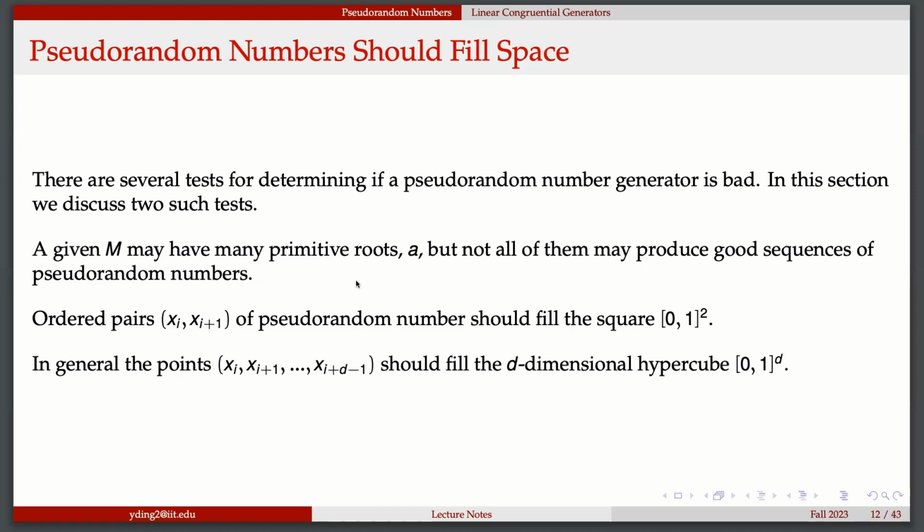This m can have many primitive roots, but not all of them give good pseudo-random numbers. For the square, it's easy for us to visualize that. You can also consider the high-dimensional case: you generate the whole sequence of random numbers the same way we introduced, but truncate it by the dimension. For example, first 2, next 2, and keep going, like this for the square. Or for dimension D, you cut it into several pieces and generate points in the space to see how it works.